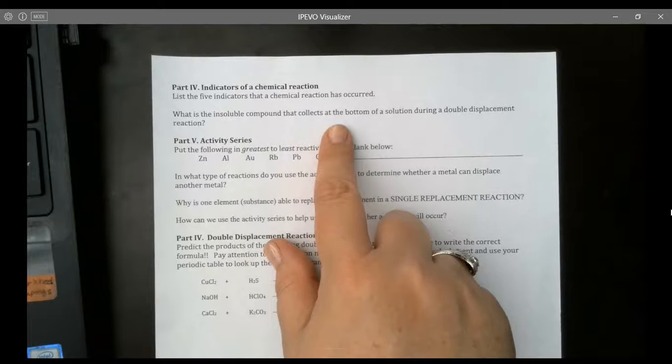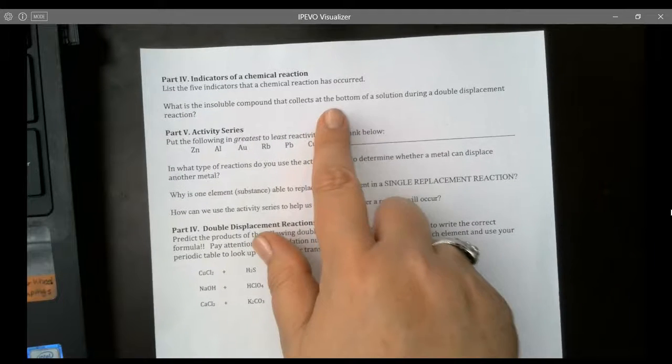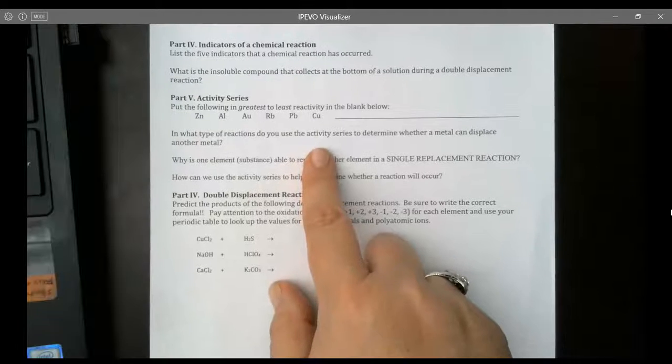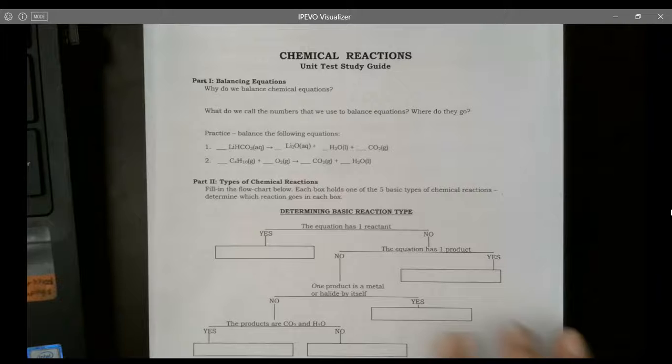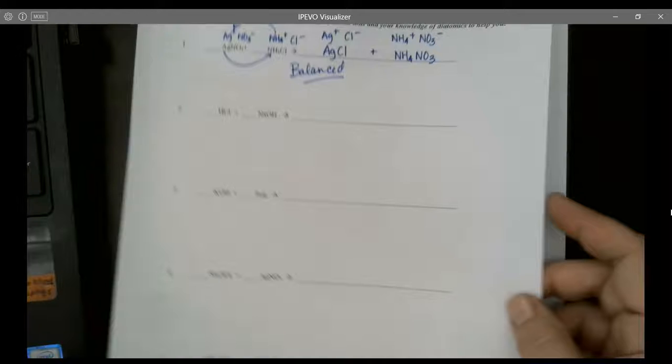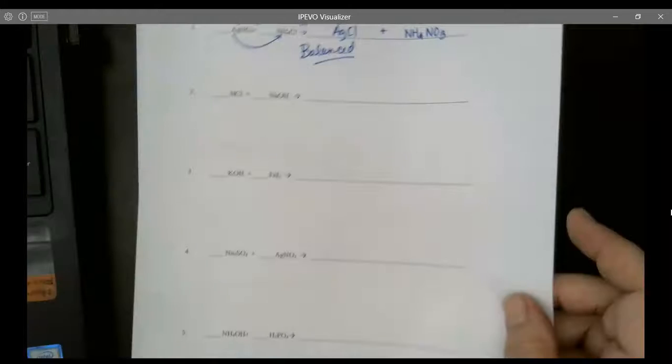And then you're going to talk to me about signs that a chemical reaction took place. You're going to look at the activity series, and you're going to predict some products. Okay, so just 5 problems on double replacement, and then a page and a half on the study guide, and that's going to be your next class.